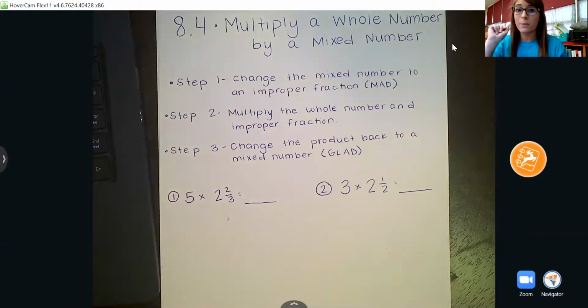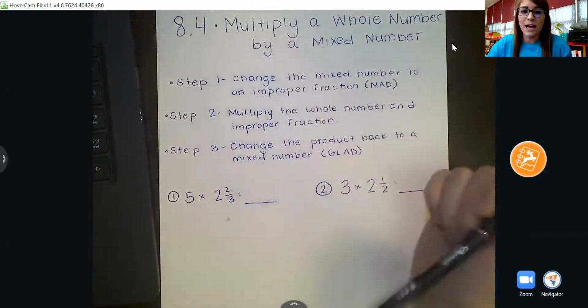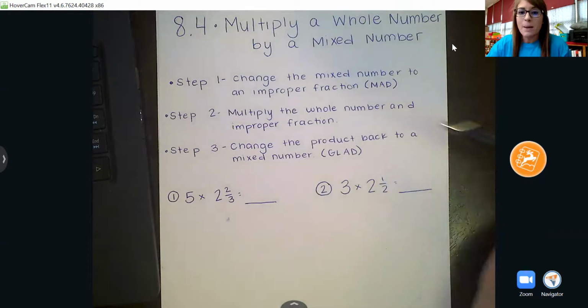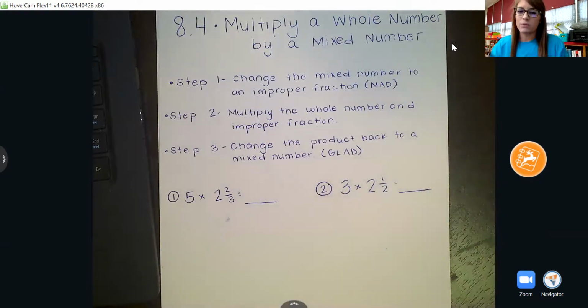And we only have 2 more lessons left in chapter 8. Really short chapter. So we're going to be doing 8.4 today, where we're multiplying a whole number by a mixed number. And the process really isn't going to change too much. We've got a few more steps that I have to throw in there.